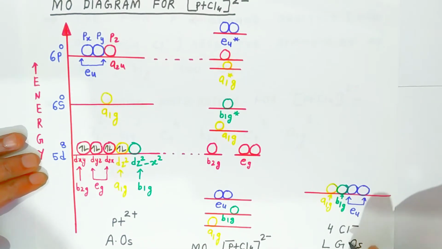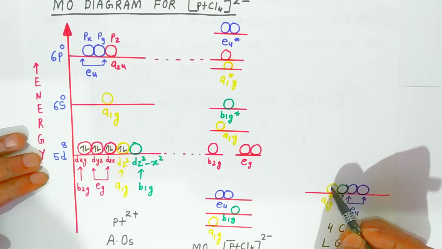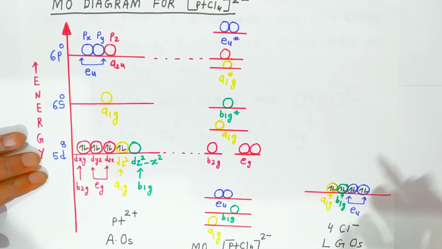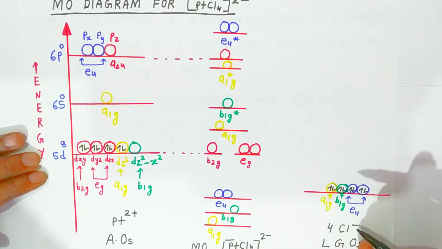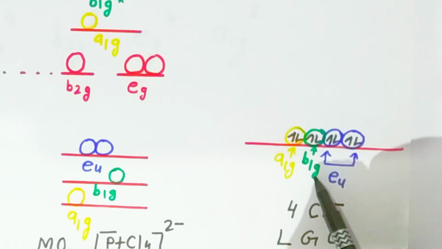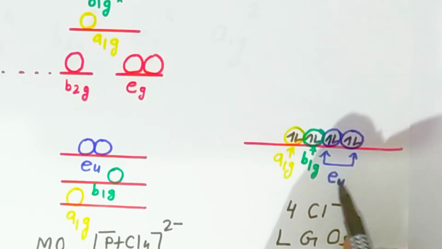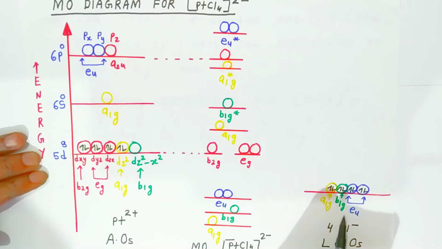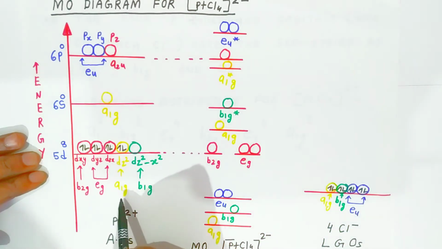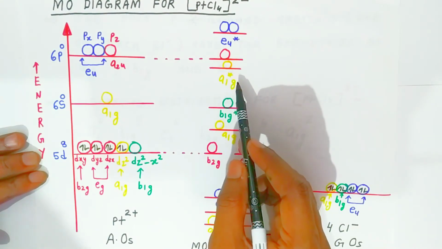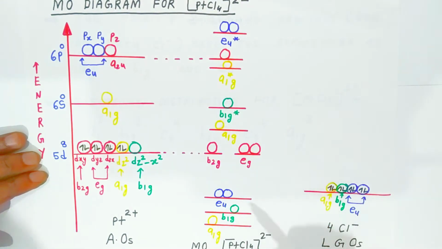Now here are 4 ligands, and all the ligands have 2 electrons in their orbitals. That means each has a pair of electrons. These 4 ligand group orbitals have A1g, B1g and Eu type of symmetry. That means they have 3 symmetries. Now this symmetry will combine with the metal orbitals of the same type. When the A1g ligand group orbitals overlap with the A1g metal orbital, they form an A1g molecular orbital, which is a bonding molecular orbital, and A1g star, which is an anti-bonding molecular orbital, as shown here.